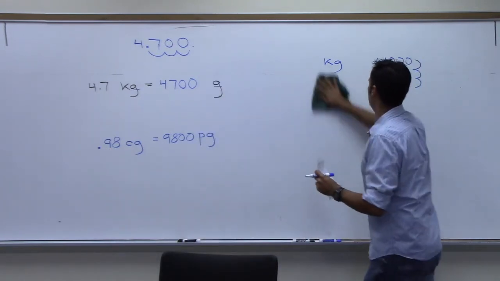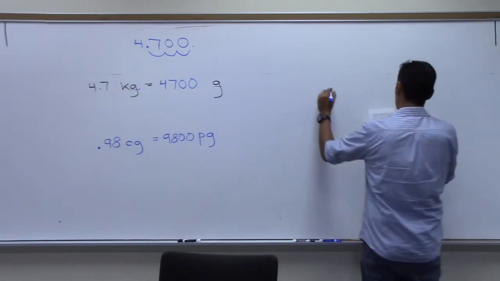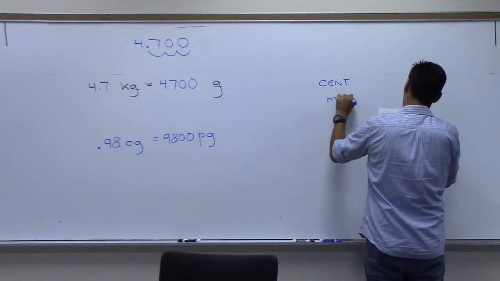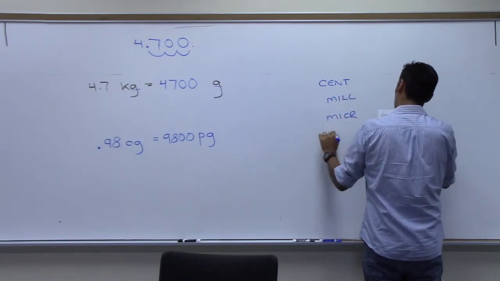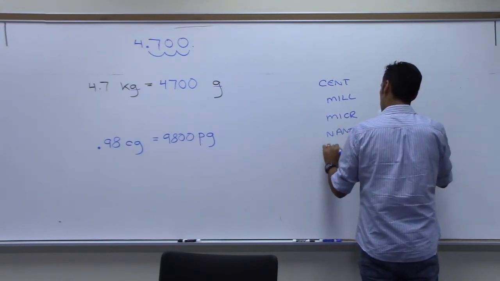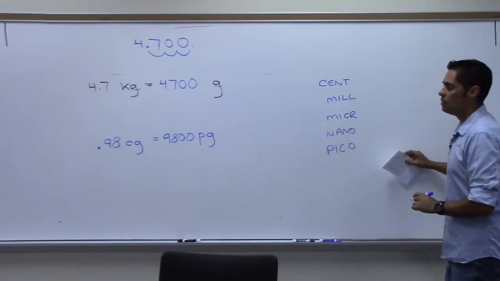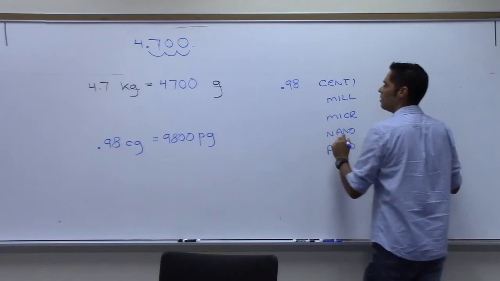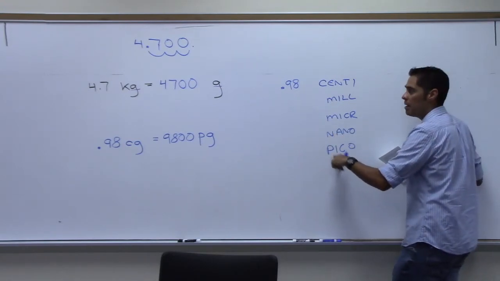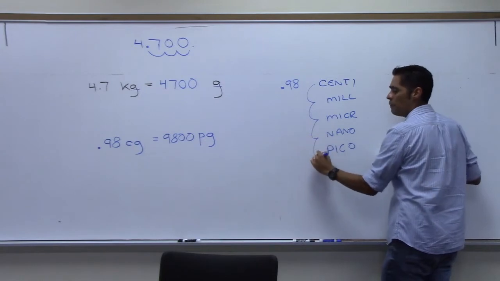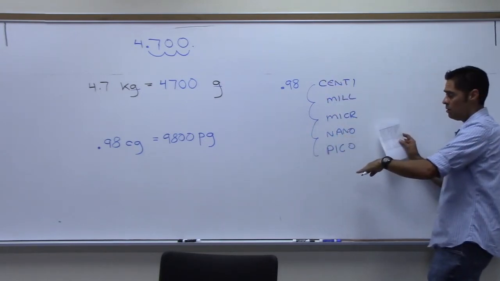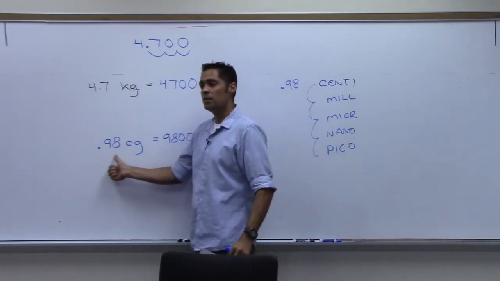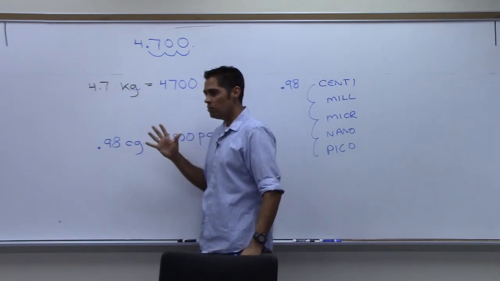Do you see centi on the chart? Okay. So below centi is milli, then micro, then nano, then pico, right? So if we have 0.98 centigrams, and we want to know how many picograms that is, we're going to move 1, 2, 3, 4 places down our chart. 4 places, and when we go down, we always move the decimal point to the right. No?